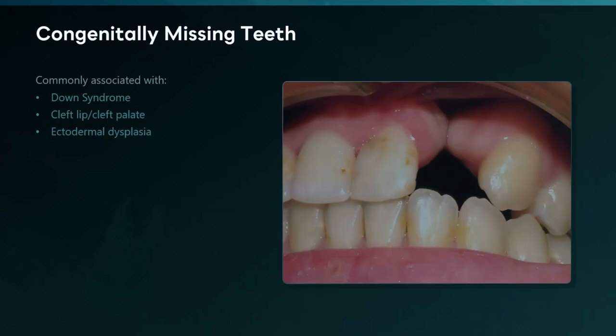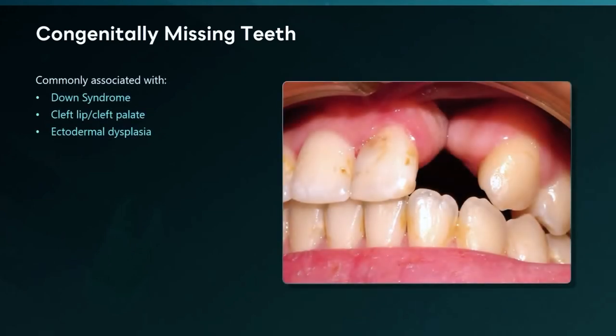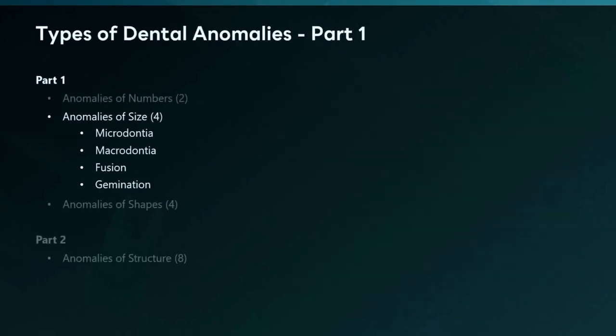So congenitally missing teeth can sometimes occur without any associated medical condition, but others are indicative of an underlying genetic or developmental abnormality, such as Down syndrome, cleft lip and or palate, or ectodermal dysplasia. So moving on to anomalies of size, this category encompasses variations in tooth size that can deviate from the norm. This includes microdontia, macrodontia, fusion, and gemination.